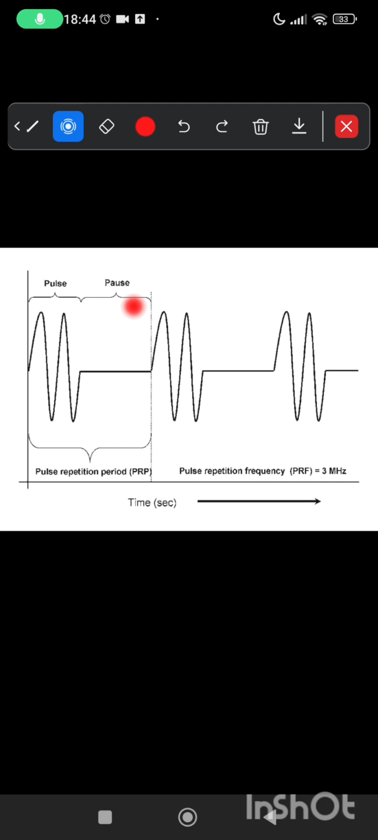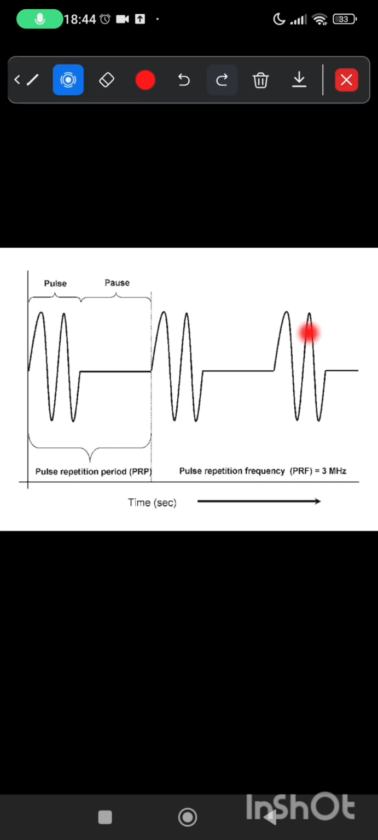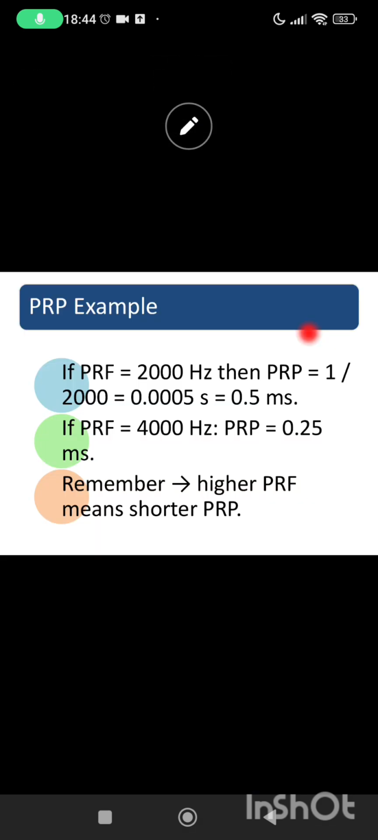Pulse repetition frequency, total number of pulses transmitted per second, is the PRF. So if PRF is 2000 Hz, what about pulse repetition period? It's 1/2000. Yes, so answer is 0.0005 or 0.5 millisecond. PRF is 4000, so 1 divided by 4000. So it becomes 0.25 millisecond. So higher PRF means shorter PRP.